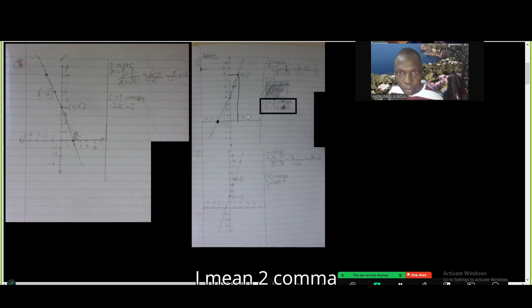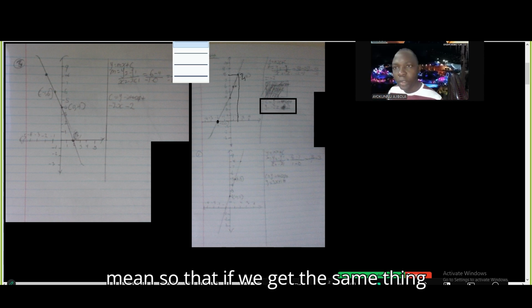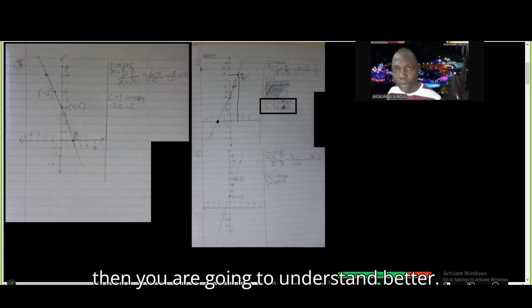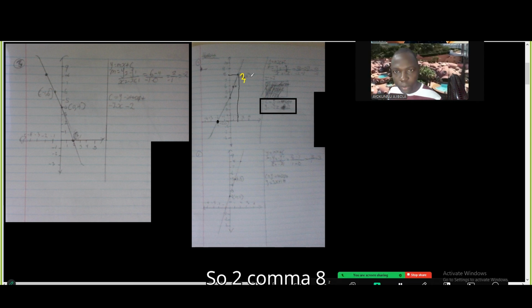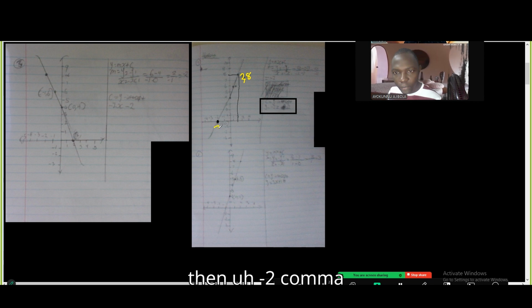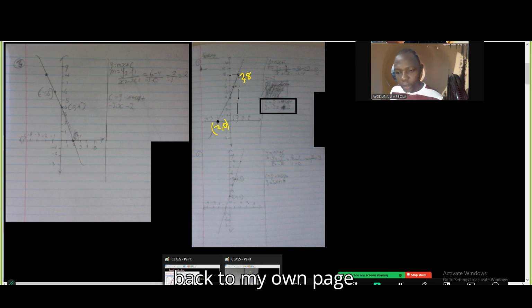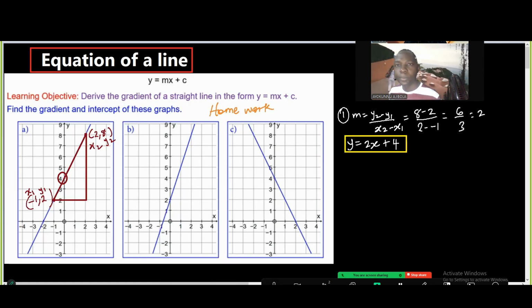I picked 2 comma 8. So 2 comma 8. So that if we get the same thing, then you are going to understand better. So 2 comma 8, then negative 2 comma 0. That's okay. So let's go back to my own page.